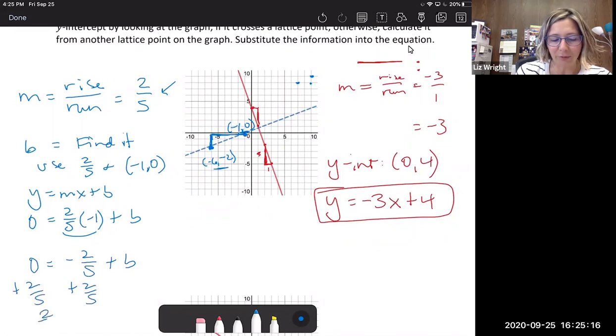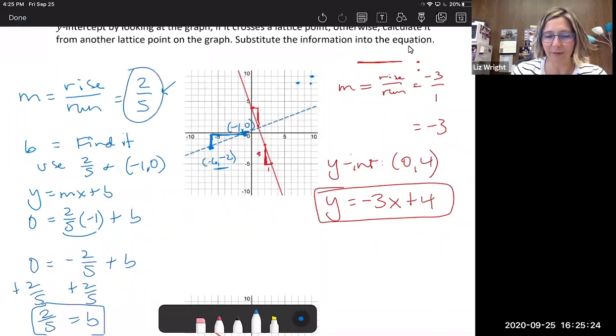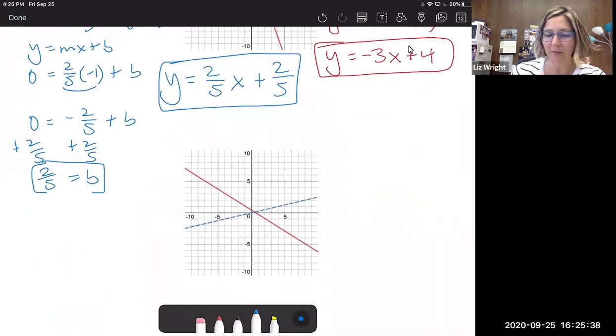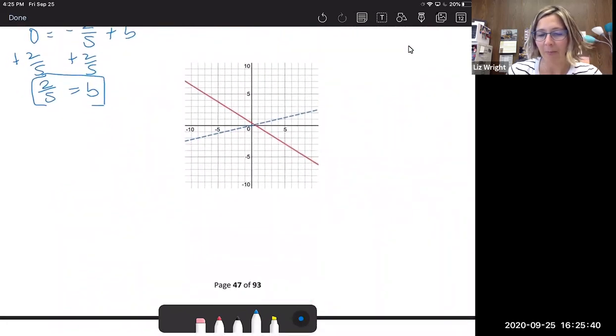And we're going to get 2/5 equals b for that. And then we've got our slope of +2/5 as well. So then that means our equation is going to be y equals 2/5 x plus 2/5. And that's our equation for the dashed line. So let's look at two more examples down here.